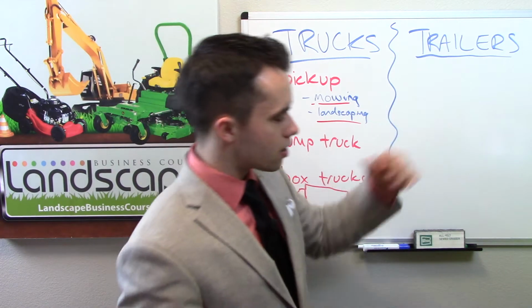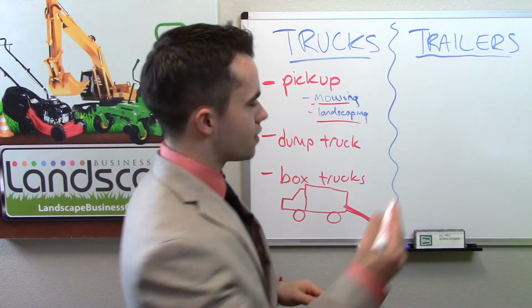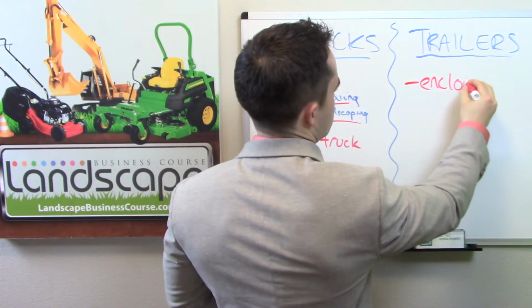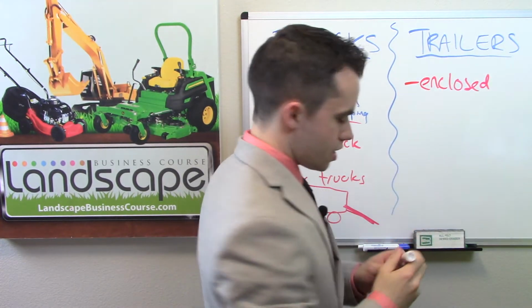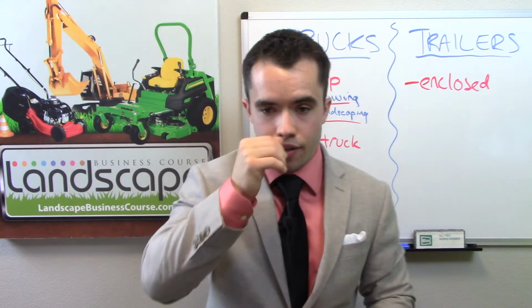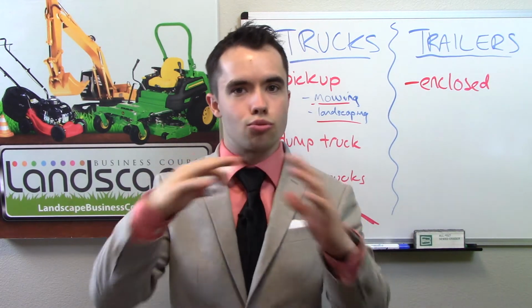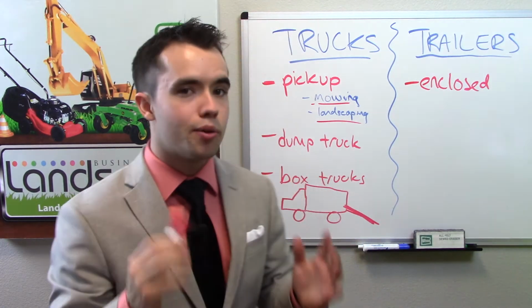Now when it comes to trailers, we're also going to talk about three different types of trailers. The number one type of trailer is the enclosed trailer. It's enclosed, obviously, so you can close it up and lock it up, and it has a ramp out the back to get mowing equipment in and out.